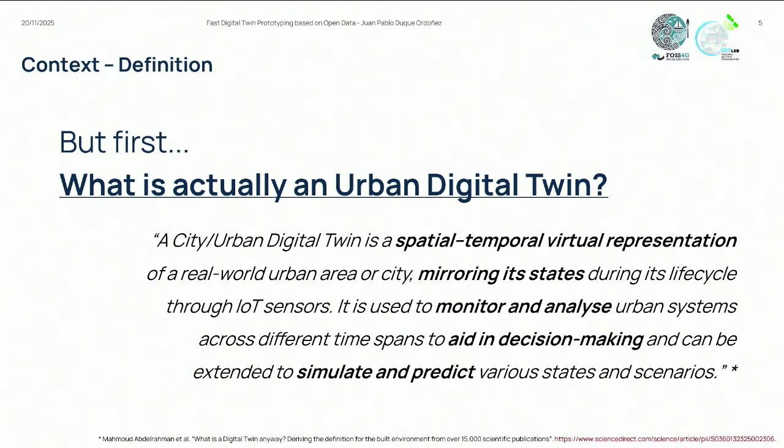So context, the most important thing. First, what is an urban digital twin? I like this definition very much. I've seen many papers about urban digital twins, and I like this one because it wraps everything up. An urban digital twin or city digital twin is a spatial, temporal, visual representation of a real-world urban area, mirroring its state during its life cycle through IoT sensors, used to monitor and analyze urban systems, aid in decision-making, and it can be extended to simulate and predict states.